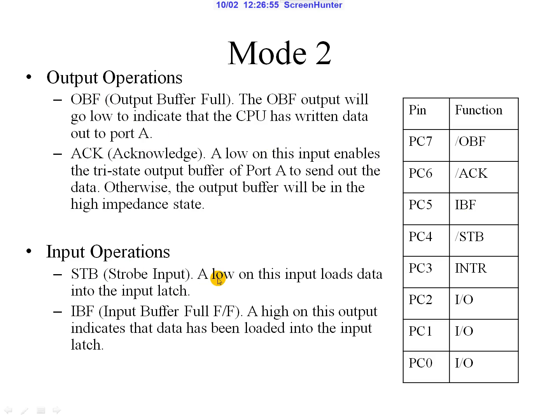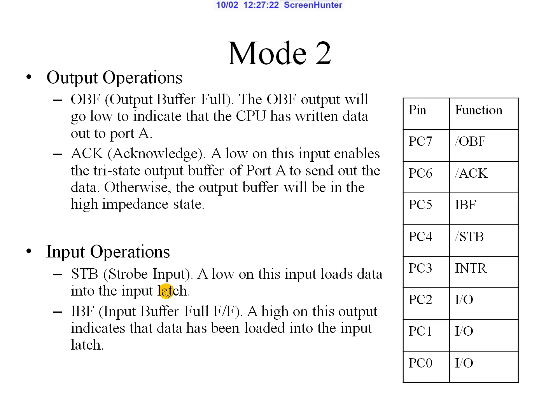So the output operations can be output buffer full, acknowledgement, and the strobe. This strobe is going to be a low signal, an active low signal on this input, which loads the data into the input latch. So this particular control word is going to be used when the input is being loaded as data.